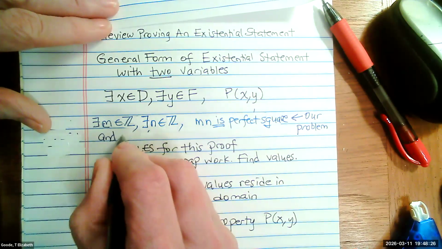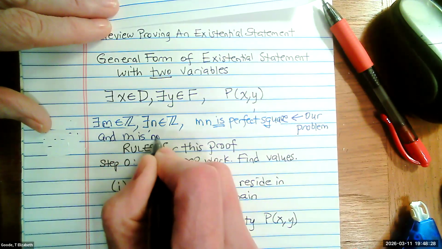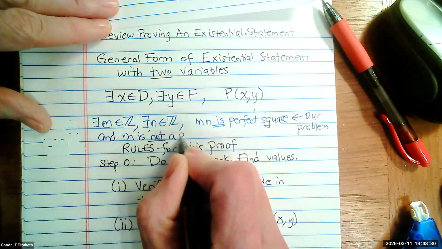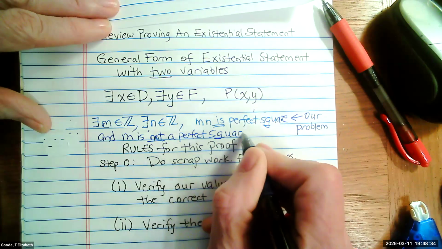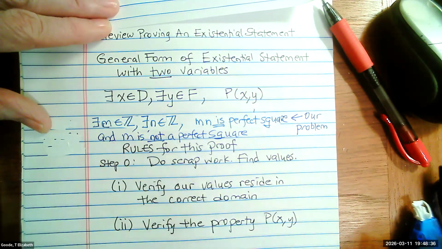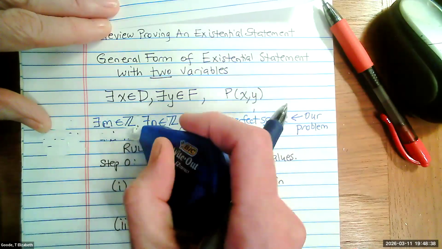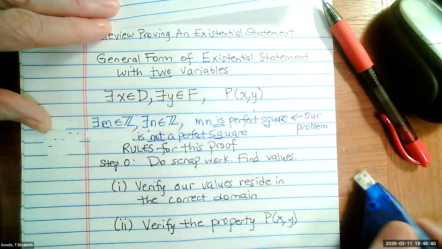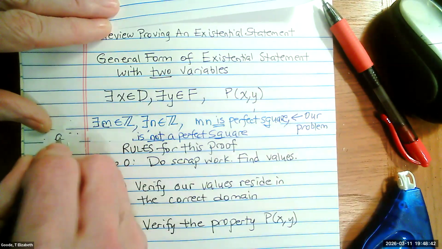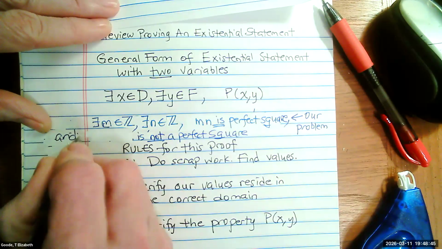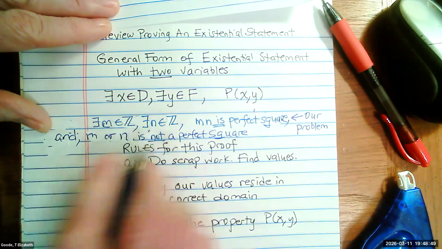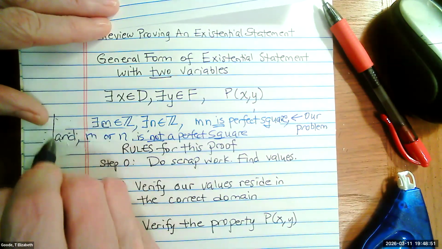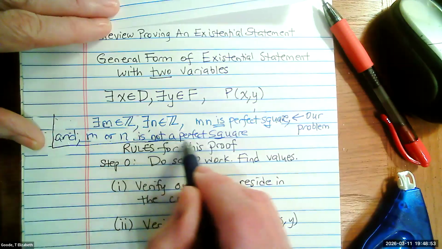And M is not a perfect square. What is it, M or N? Okay, so let me fix that. M or N is not a perfect square. Is that what we're trying to prove? Yes. Okay.